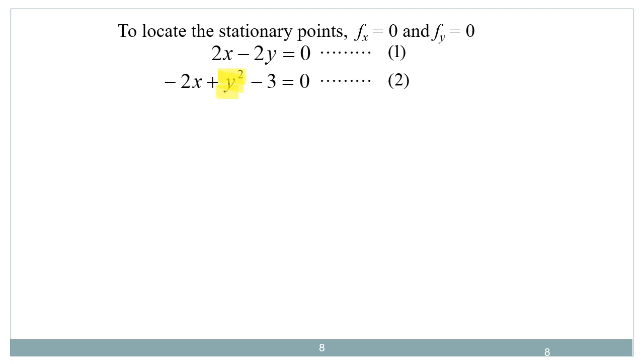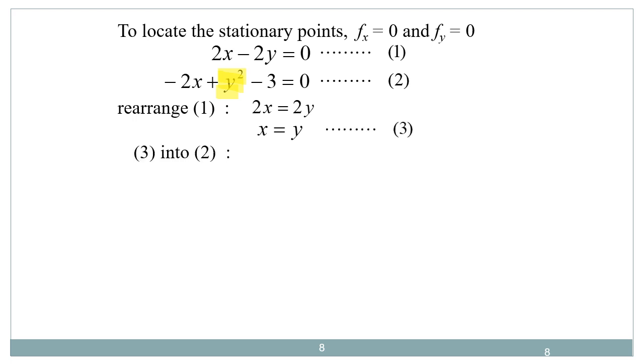How to solve the y squared? Actually, the first equation can be written as a function of y in terms of x or x in terms of y. So rearrange equation 1, we get 2x equal to 2y, which is x equal to y. So we can replace the x in equation 2 with y, substituting equation 3 into 2. So we get negative 2y plus y squared minus 3 equal to 0, which is a quadratic equation in terms of y.